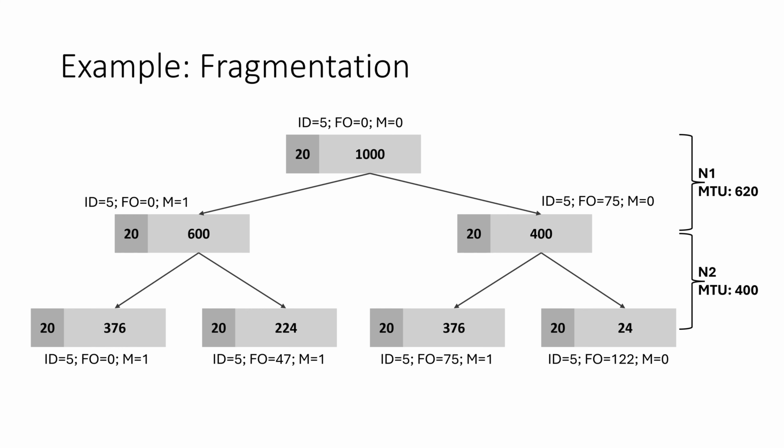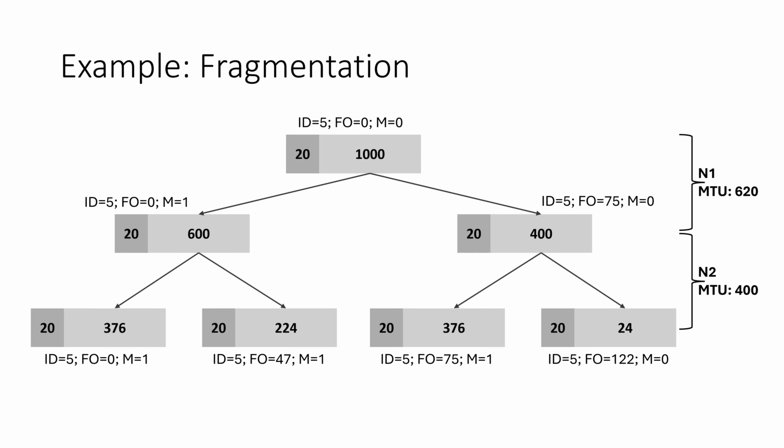When the packet reaches the first router at the entry point of N1, it checks the MTU. Since the total size of our packet, 1020 bytes, is larger than the MTU of 620, it has to fragment the packet. Now remember, each fragment needs its own IP header of 20 bytes. So the actual data we can fit inside each fragment is 620 minus 20, which leaves us with 600 bytes of data. The router now splits the original data into two fragments.